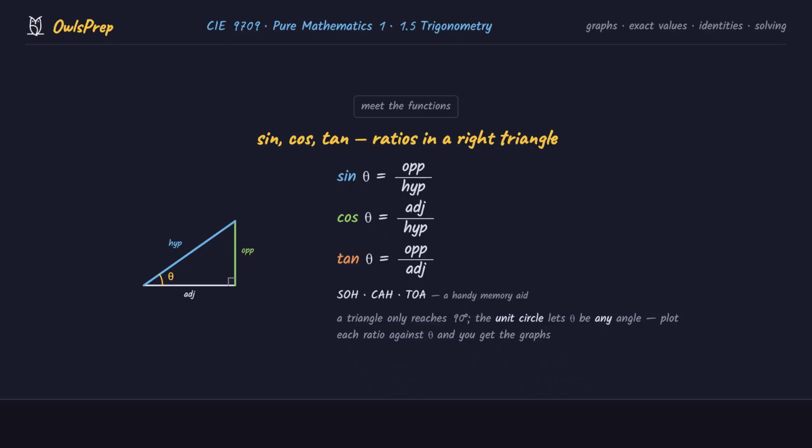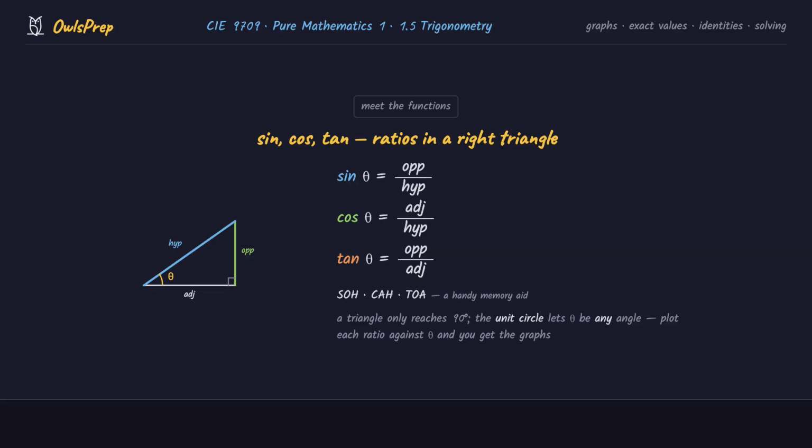There are three of them, sine, cosine, and tangent, and each one is simply a ratio of two sides of a right-angled triangle. For an angle theta, sine is the opposite side over the hypotenuse, cosine is the adjacent over the hypotenuse, and tangent is the opposite over the adjacent. The old memory aid is SOH-CAH-TOA.